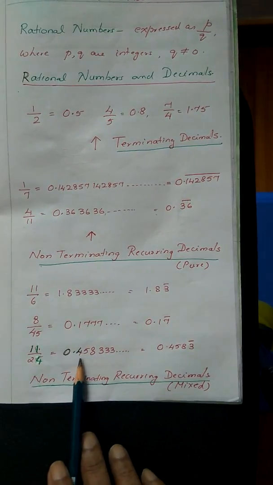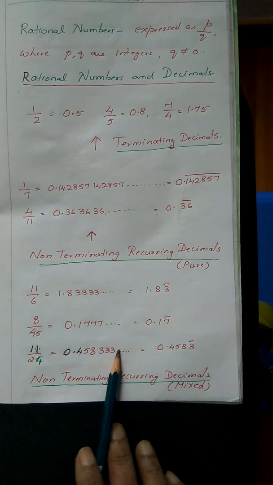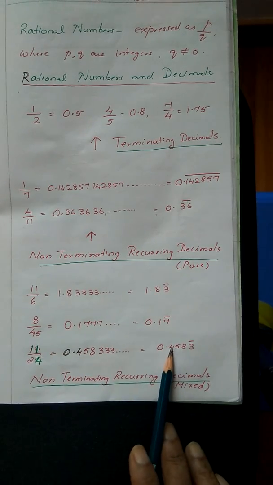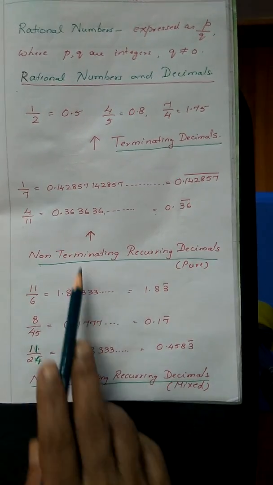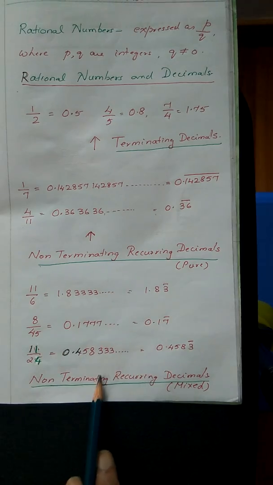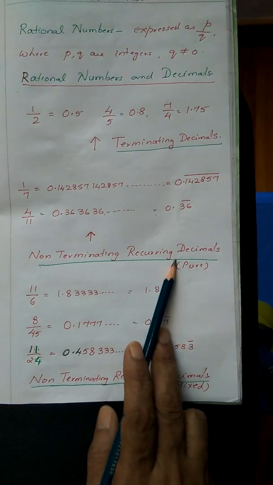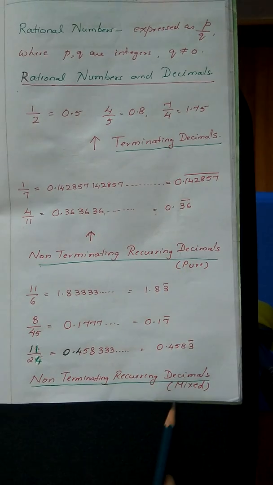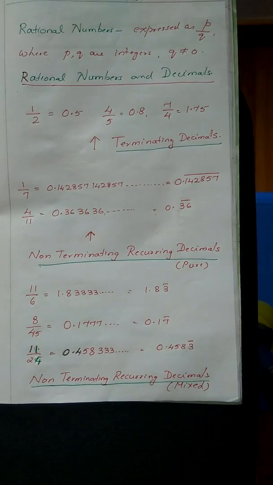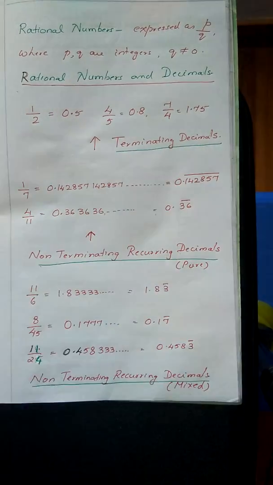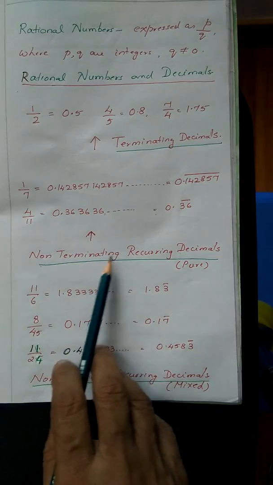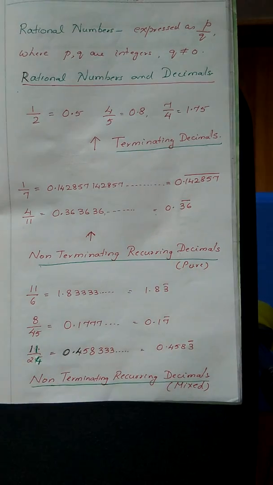Take 11 by 24, it is 0.458, then 3 gets repeated. So you will write 0.458 and then 3, and on top of 3 you will put a bar. So both are non-terminating and recurring decimals. Only a slight difference: here it is pure, and here it is mixed. So rational numbers can be either terminating decimals or non-terminating but recurring decimals.